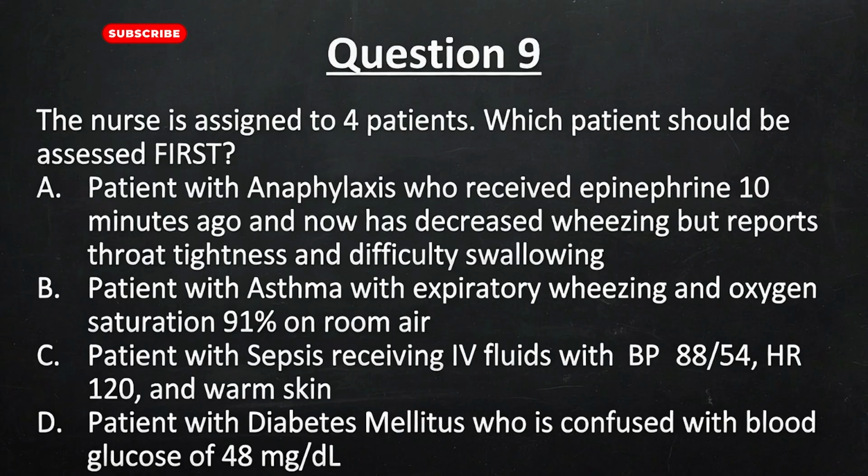C. Patient with sepsis receiving IV fluids with BP 88/54, HR 120, and warm skin. D. Patient with diabetes mellitus who is confused with blood glucose of 48 mg/dL.